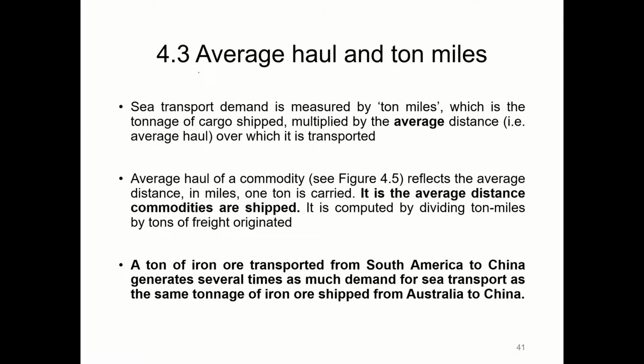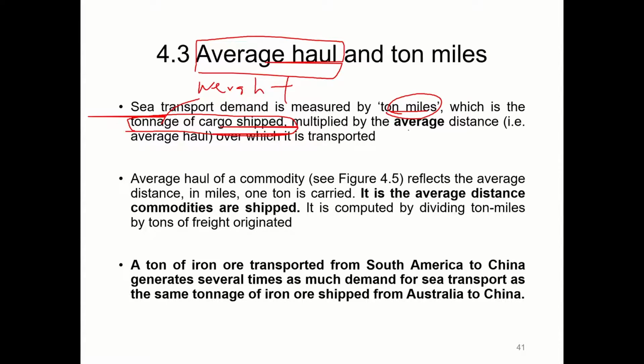So the third factor will be average haul. As mentioned earlier, we measure sea transport demand by ton miles. So how do we get ton miles? It's the tonnage of cargo shipped, the weight, multiplied by distance, or in other words, average distance. By multiplying these two together, we get ton miles, which reflects the sea transport demand.